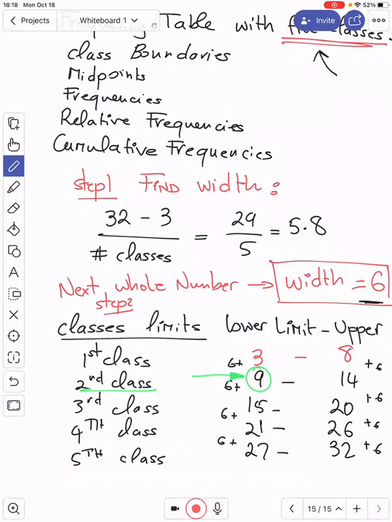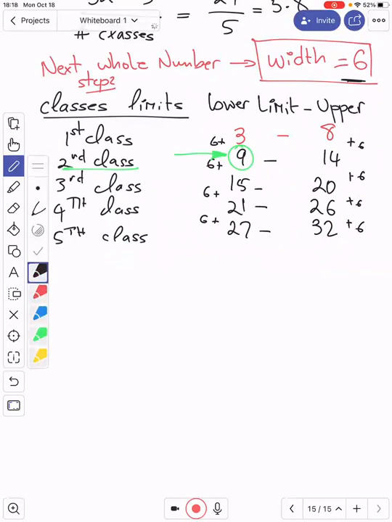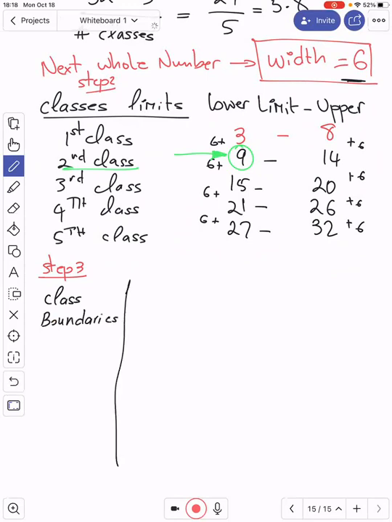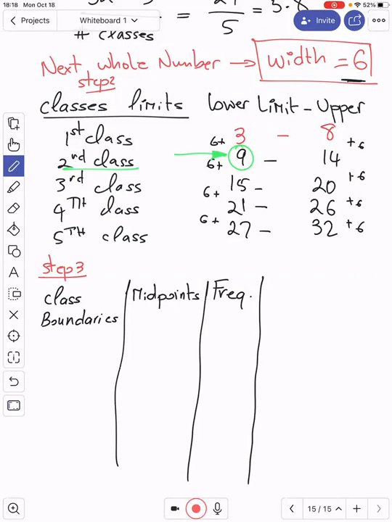Okay, perfect. Now I can make my frequency table. This is my step number 3. Once we have the class limits, then you are good to go and we can make our frequency table. We're going to have class boundaries. And then what else? I forgot. Let me see. Make a frequency table with 5 classes showing class boundaries, class midpoints, and then frequency, relative frequency, and finally the cumulative frequency.